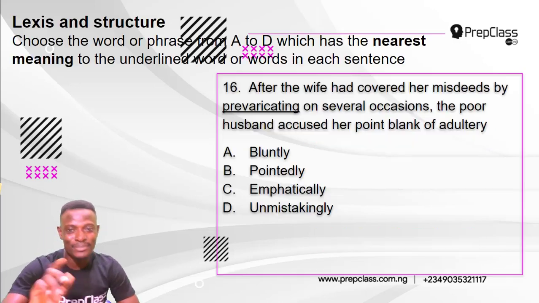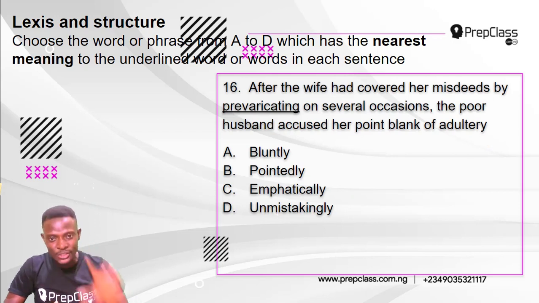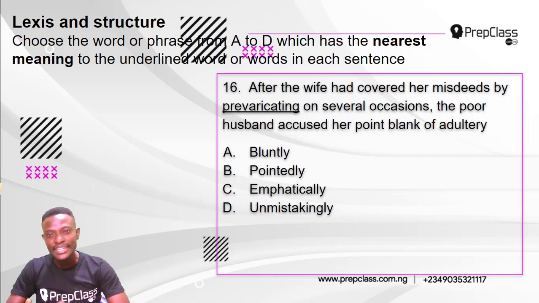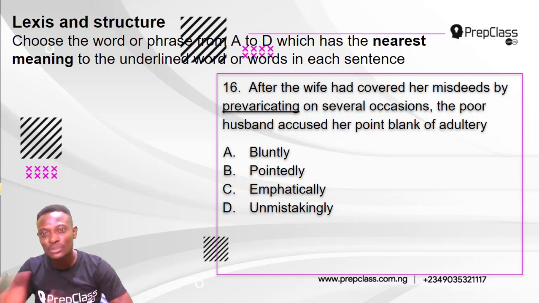Alright, let's begin. Now, for question 16 to 20, we have an instruction here. The instruction reads, choose the word or phrase from A to D which has the nearest meaning to the underlined word or words in each sentence. Question 16 reads, after the wife had covered her misdeeds by prevaricating on several occasions.